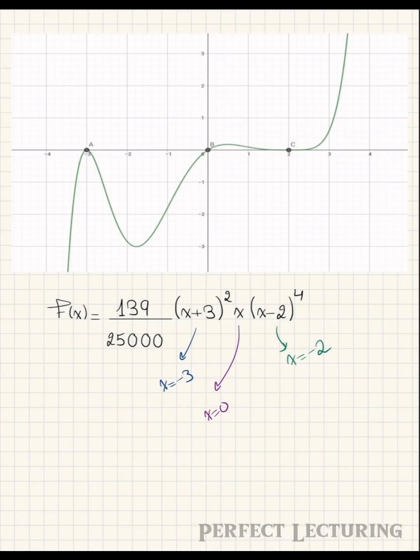This is one more example. For x equal to 0, it's the same story as we explained before, but here I want to focus on the other zeros. So the zero x equal to minus 3 has multiplicity 2, so the graph changes its direction at x equal to minus 3, or at point A. The same thing happens at x equal to 2, but of course the graph is clearly flatter here. Why? Because the multiplicity now is 4.